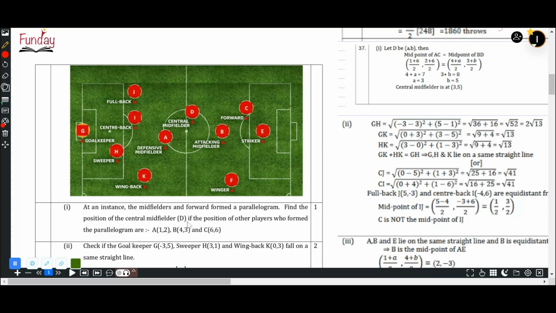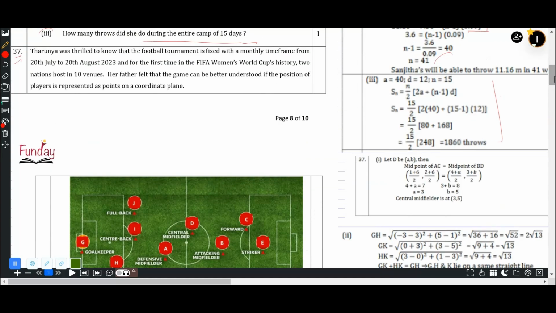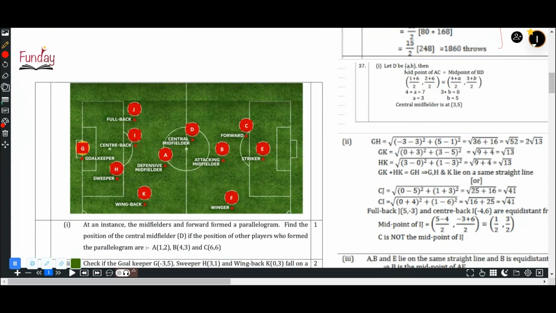Find the position of the central midfielder, the position of the other player who formed a parallelogram with A, B and C. So what is missing? D is missing. A, B and C are given and D is missing, right? Now let D be (a, b), which is x coordinate a and y coordinate b. So let D be (a, b). If you see, the midpoint of AC will be the midpoint of BD, correct? Both the midpoints meet at the same point, right?